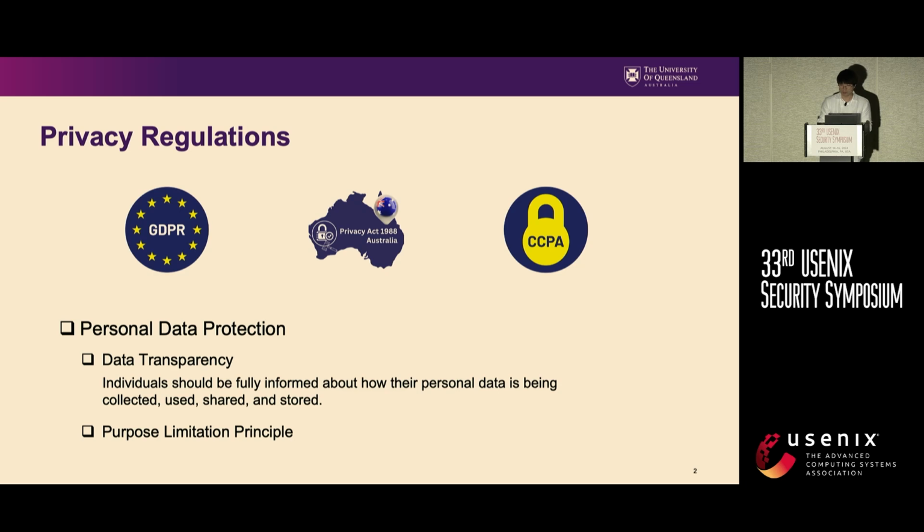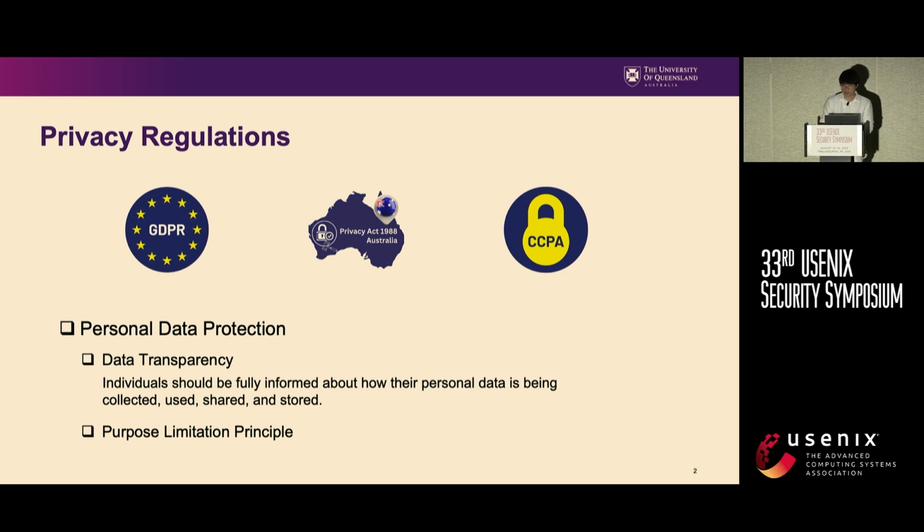All right, so first of all, privacy regulations. There are various privacy regulations around the world nowadays. For example, the GDPR in the EU, the Privacy Act in Australia, and also the CCPA in the United States. The primary goal of these regulations is to protect personal data, and there are two key aspects. The first one is data transparency. This means that individuals should be fully informed about how their data is being used, collected, who has access to it, and why it's being collected.